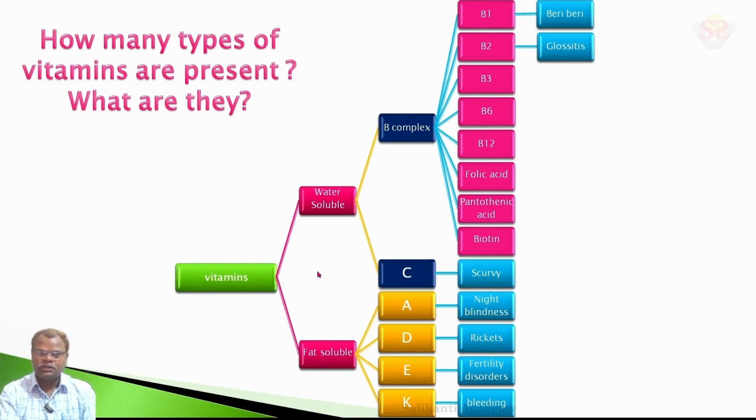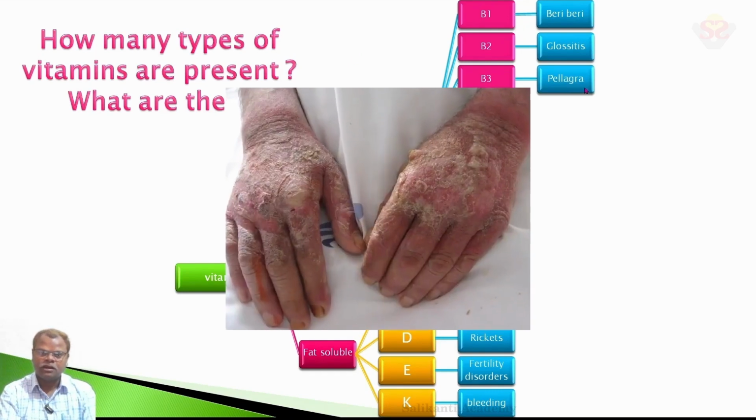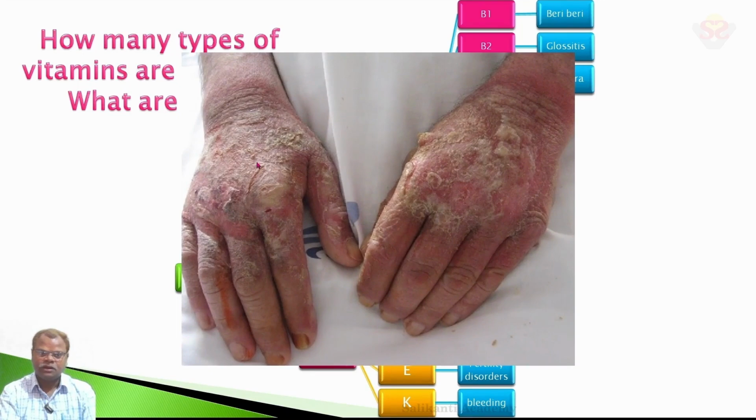Lack of vitamin B3, niacin, causes pellagra. The characteristic of pellagra is a skin disease. Pellagra causes people to have this type of skin. It is very uncomfortable to see. So you must have niacin-containing food daily so that you are not affected by pellagra.